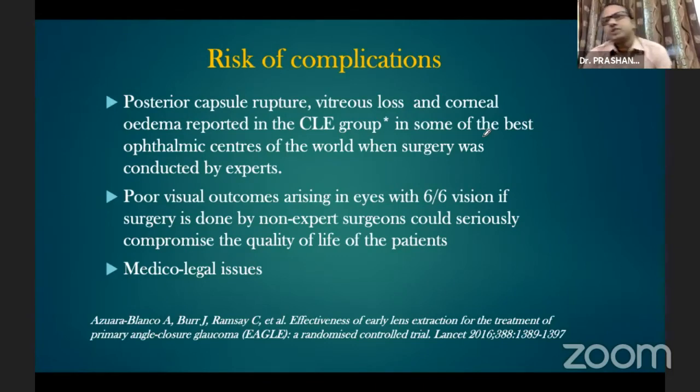So just imagine a situation, a patient coming with a vision of 6/6 with a high IOP, and we are doing a phacoemulsification. Remember, the study was done at the best center with the best equipment and the best surgeons. If an average surgeon does that, he might end up with a complication, and the visual acuity may drop from 6/6 to less than that. So that can compromise the quality of life and also implicate serious medico-legal issues for the doctor.